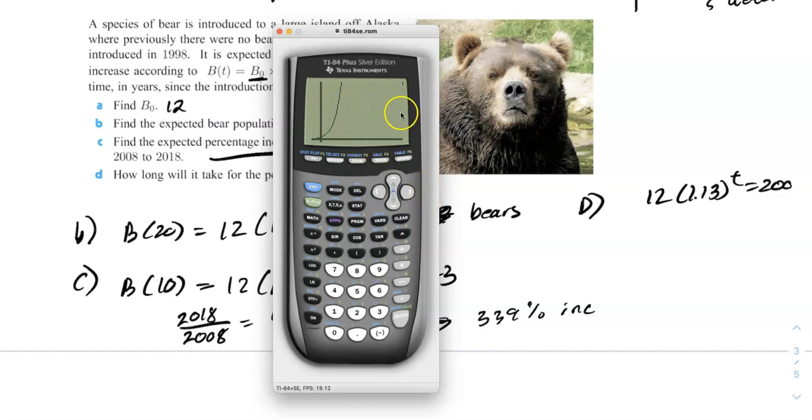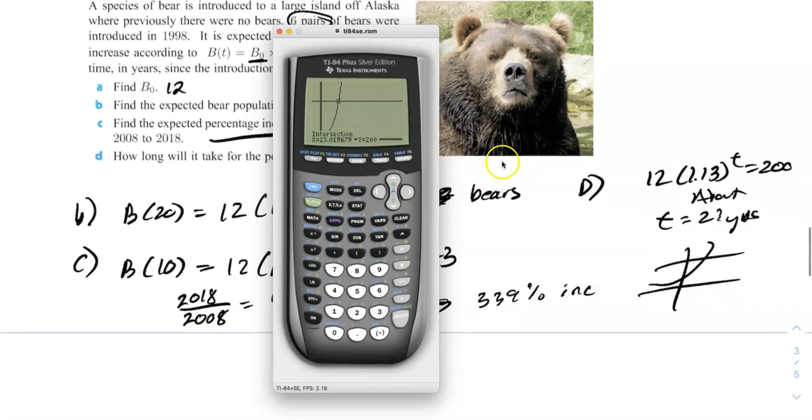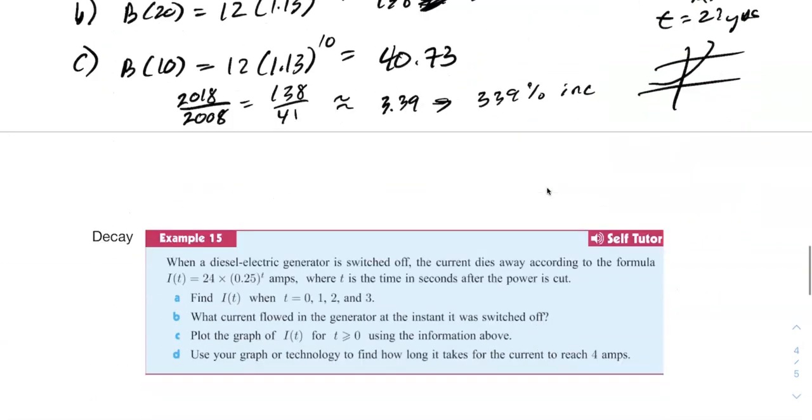And it looks like I don't get as high as 200, but let's see where this crosses. Up there. So second, calculate intersect. And we get it takes about 23 years. So there we go, about 23 years for the population to reach 200.